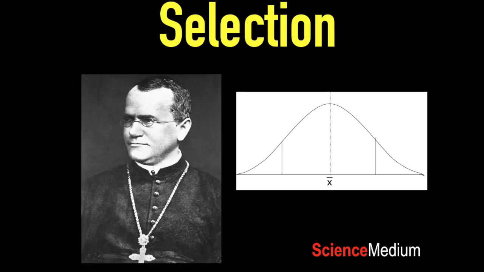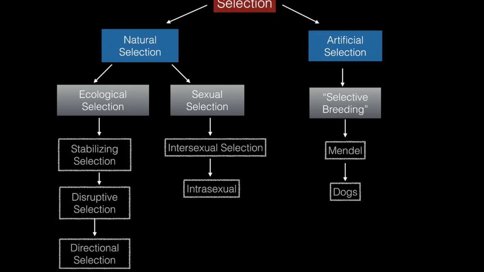Another picture I have is of Gregor Mendel. You may know him as the father of modern genetics, but he actually implemented a form of selection without his awareness, which I'll talk about toward the end of this video. Selection can be branched out into two main components: natural selection, which is how nature deals with evolution, and artificial selection, which is how humans have essentially selectively bred different organisms.